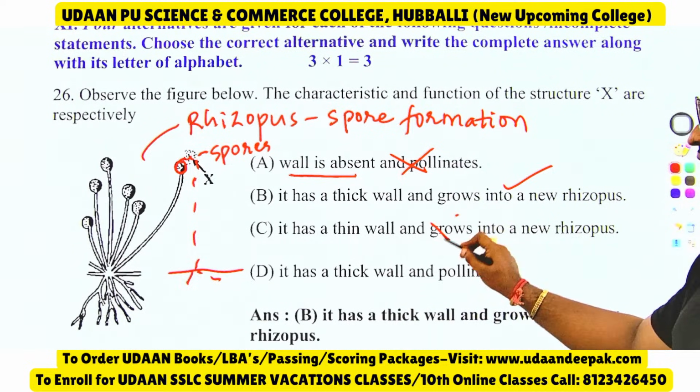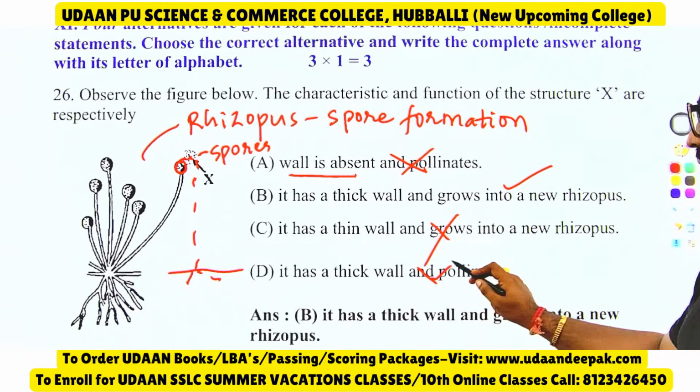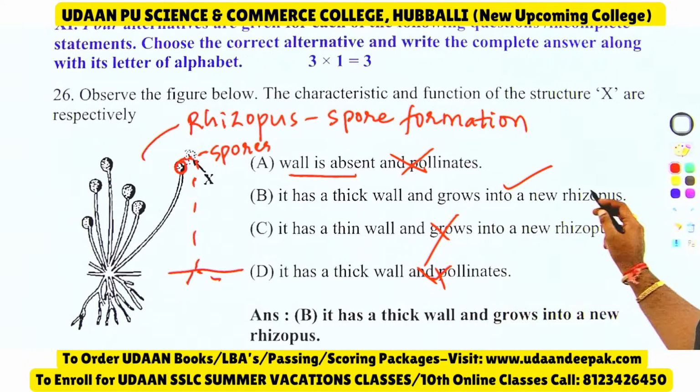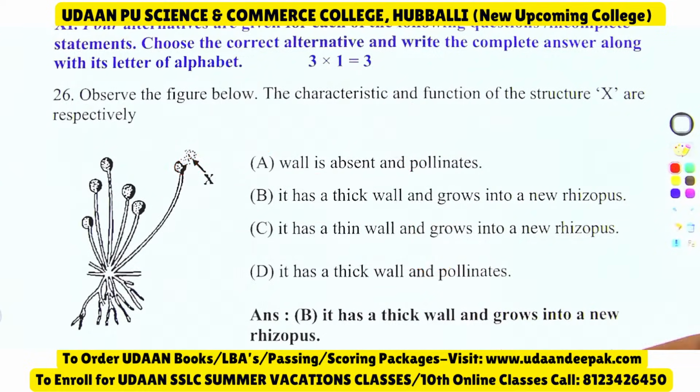So this is wrong, and it has a thick wall. This is correct, but it does not pollinate. It grows into a new Rhizopus. Okay, it grows into a new Rhizopus. B is the right answer.